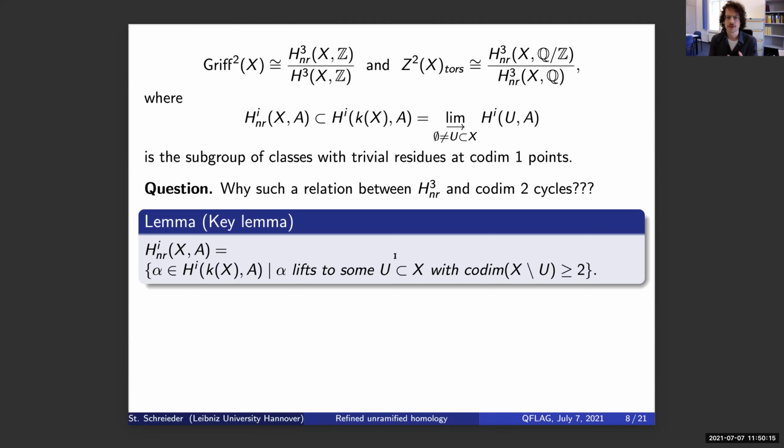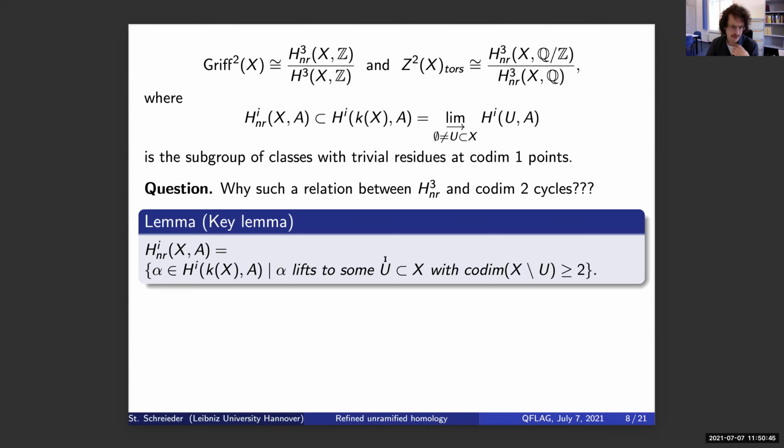So this is very close to the original definition, but it's global in nature. So the original definition was you look at all classes that have no residues, meaning that whenever you had a codimension 1 point, the residue vanishes. But this globalizes, and if you have that condition, in fact, you have a class on an open subset which in the complement has no divisor at all. So it's a big open subset. And this point of view is very useful when studying the relationship to algebraic cycles.